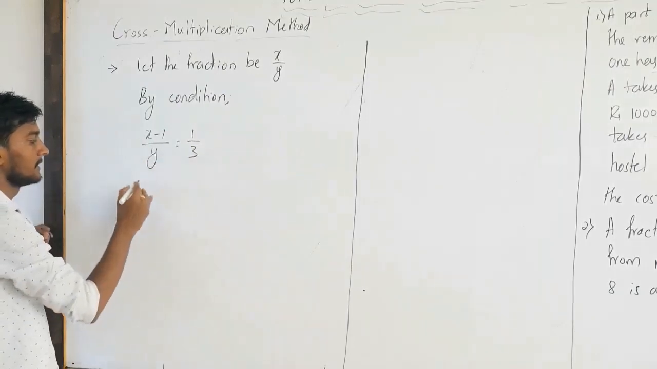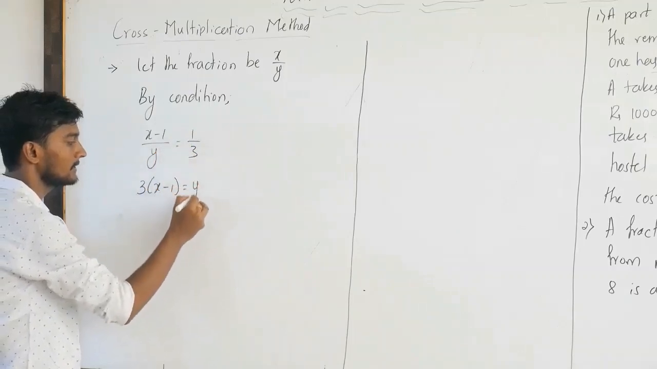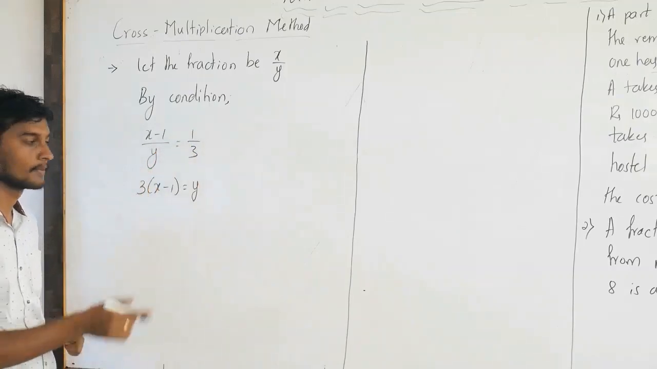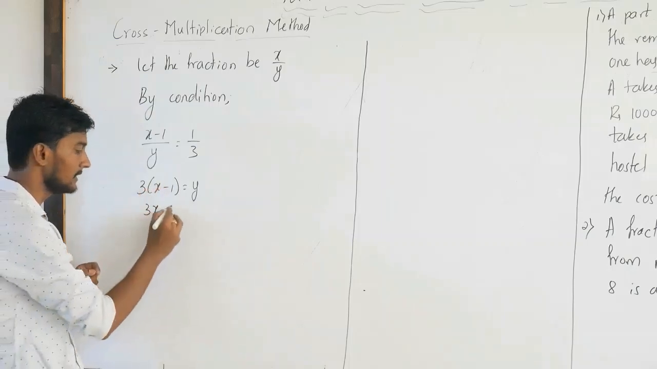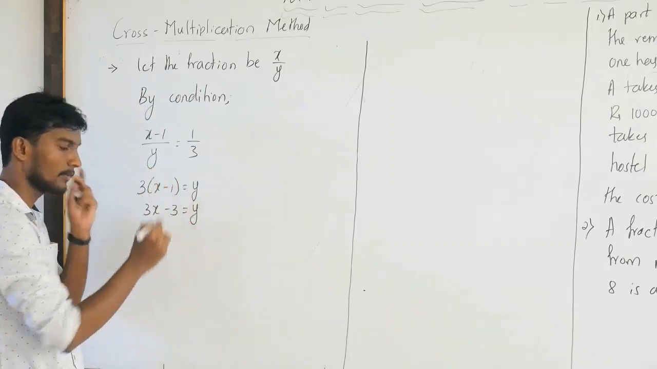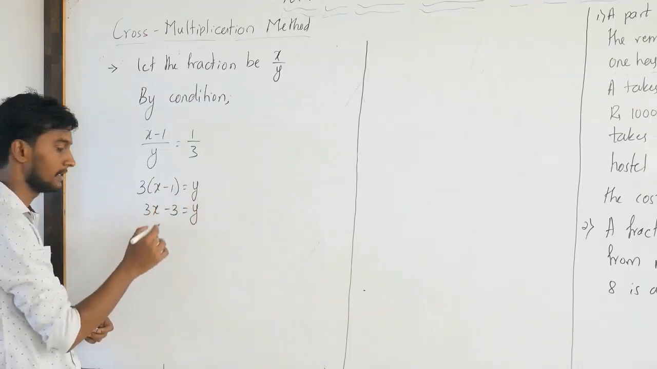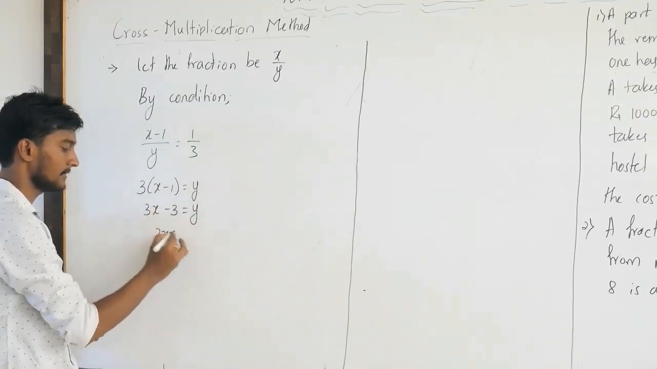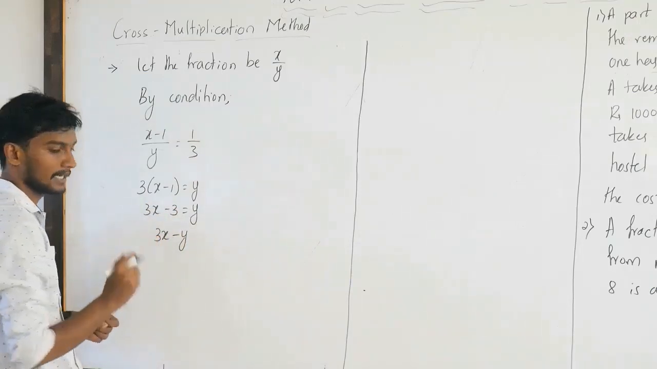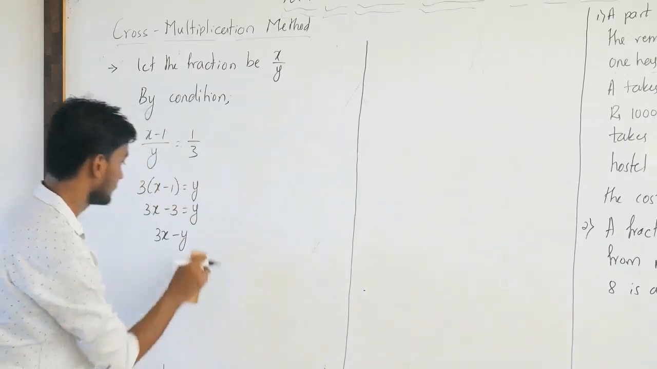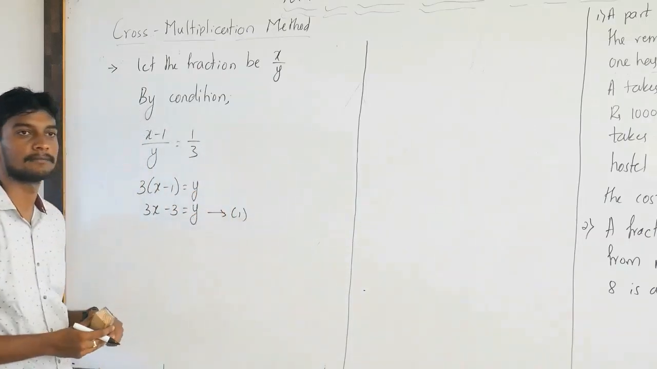Cross multiply. 3 into x minus 1 is equal to y into 1, which is y. So 3 into x is 3x, and 3 into minus 1 is minus 3, equal to y. Take this minus 3 to that side and bring that y to this side: 3x minus y equals 3. Keep this as equation number 1.